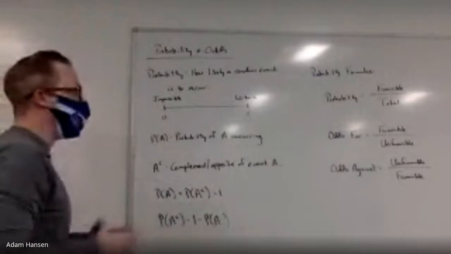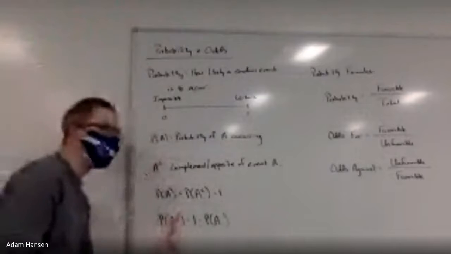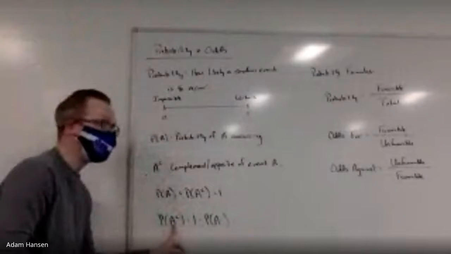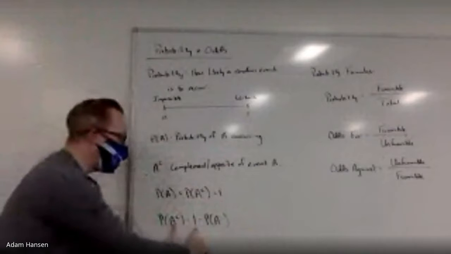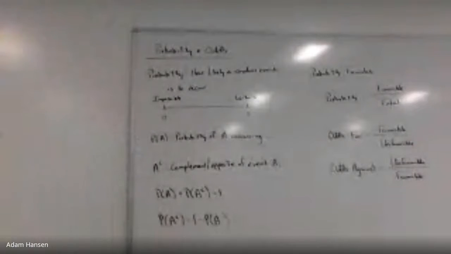So say, for example, there's a 40% chance that it will snow. What's the chance that it will not snow? 60%, because you're just taking 100% minus 40%. To get the opposite, just take 1 minus what you know for a given event. Solve for the other part.